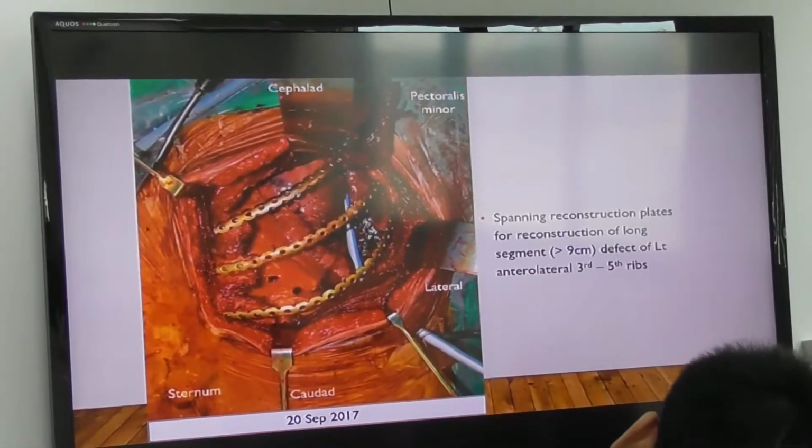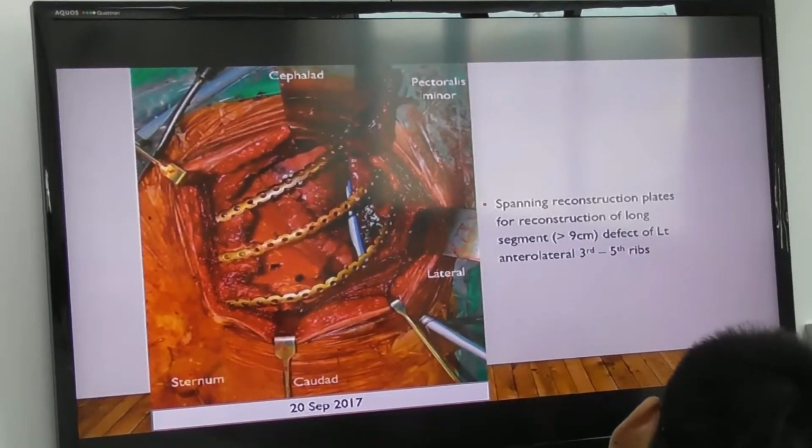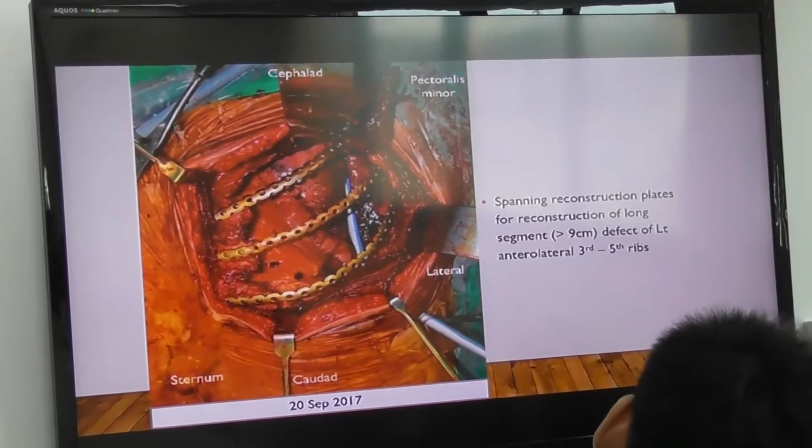For all spanning reconstruction, please use the gold plates. Don't use the regular numbered plates. Please use the gold plates. Okay?